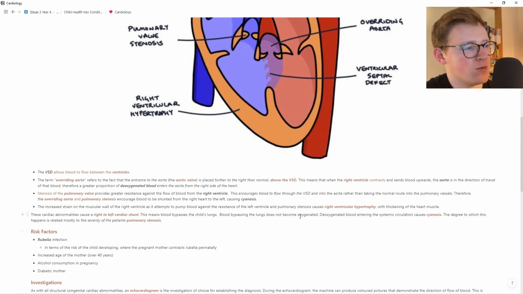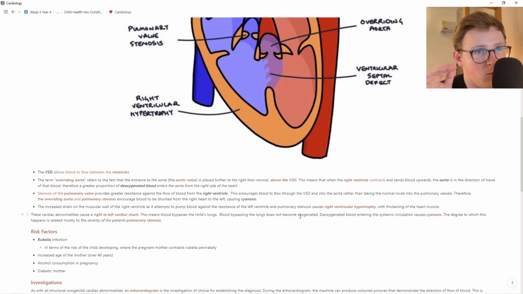So this eventually will lead to a right to left cardiac shunt. It would have initially been left to right, and then as you get that hypertrophy, it moves due to the pressure changes. So this means blood bypasses the child's lungs. The blood bypassing lungs does not become oxygenated. Deoxygenated blood enters the systemic circulation, causing cyanosis.